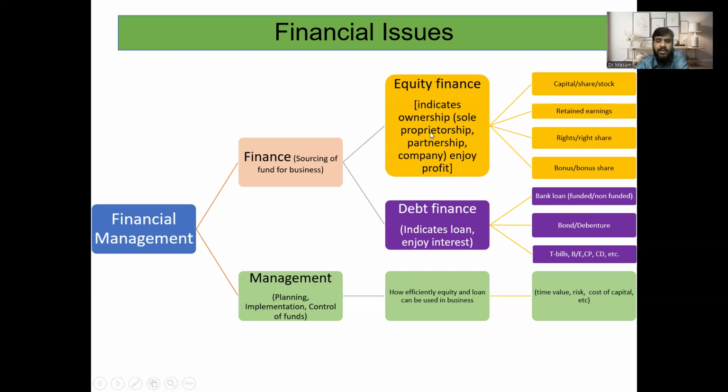So you have to think which source is comfortable for the business. It is equity finance or debt finance. The common sources of equity finance are the capital market, share market, or stock exchanges. It may be retained earnings. It may be issuing right shares. It may be issuing bonus shares. Bonus shares and right shares are related to retained earnings.